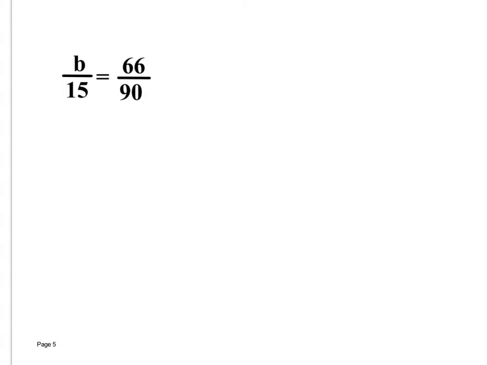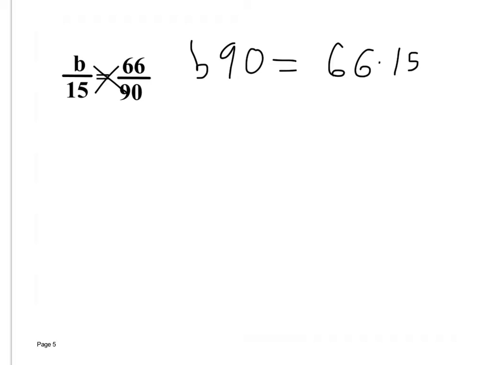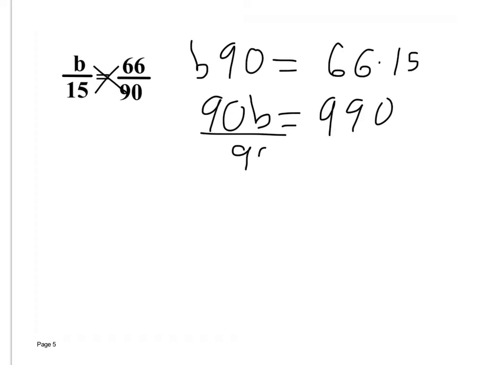Write this down. We're told that B over 15 is equal to 66 over 90. So we cross multiply. B times 90 is equal to 66 times 15. 66 times 15 is 990. 90B, we know how to do that. We divide by 90 since we're multiplying by 90. B is equal to 11.